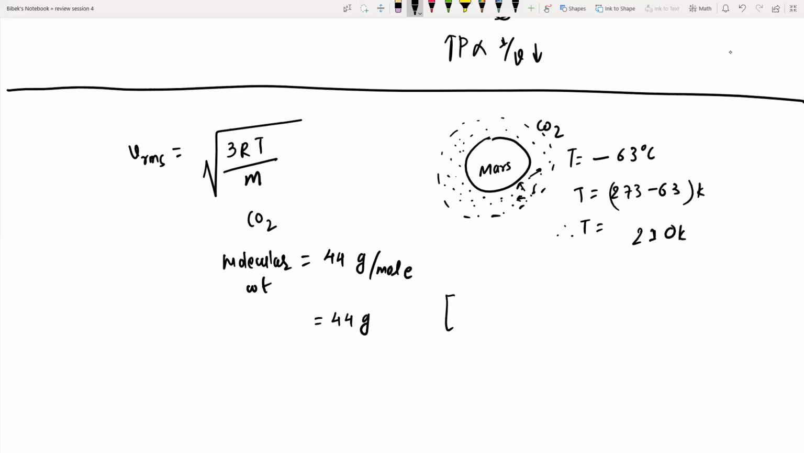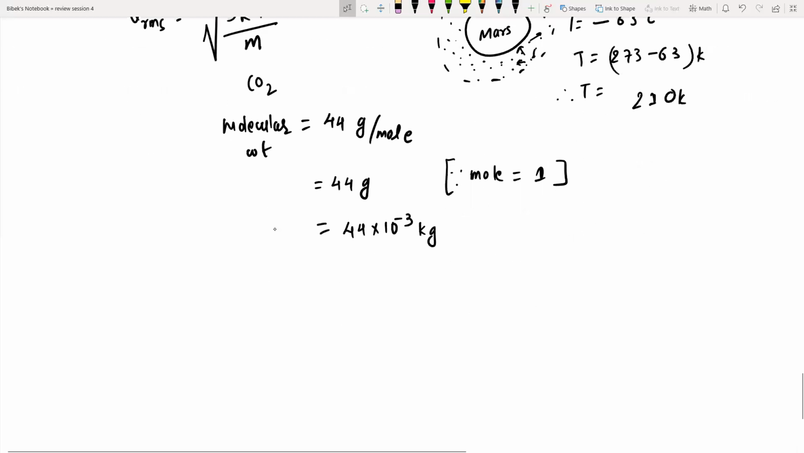Since you are only dealing with 1 mole in this case, that is about 44 grams. The problem says your number of mole is just 1. So you're only dealing with 44 grams of carbon dioxide. In kilograms, it's 44 times 10 to the -3 kilograms. Now I have temperature in Kelvin, your mass is in kilogram, and R is 8.31 joule per mole per Kelvin, which will be given to you in the exam.